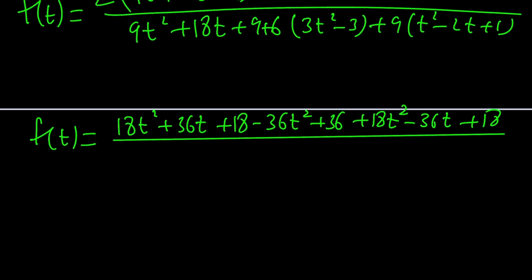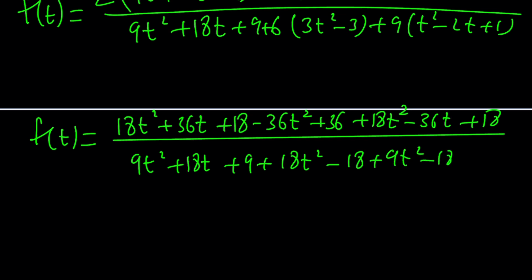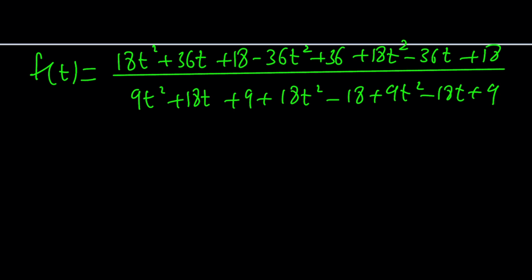Okay. Then the denominator is going to be 9t squared plus 18t plus 9 plus 18t squared minus 18 plus 9t squared minus 18t plus 9. Awesome. If you've been with me so far, hang in there. We're about to simplify this greatly. So for example, these two will add up to 36t squared, gone. This is 18t squared, gone. And now we have the linear terms only, but 36t also cancels out. How nice is that? 18t also cancels out.